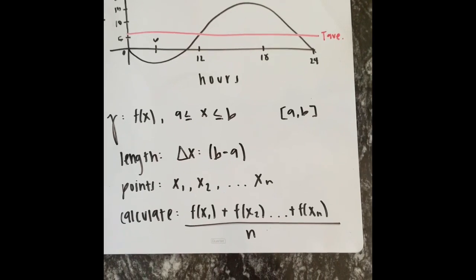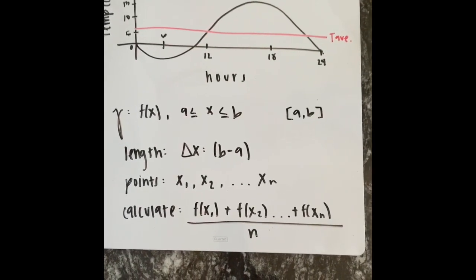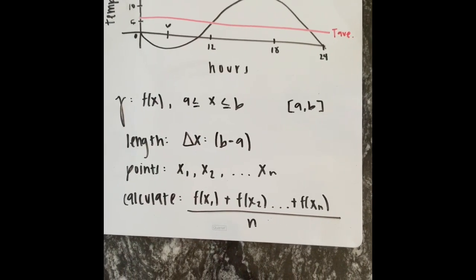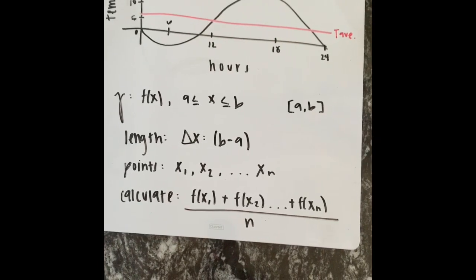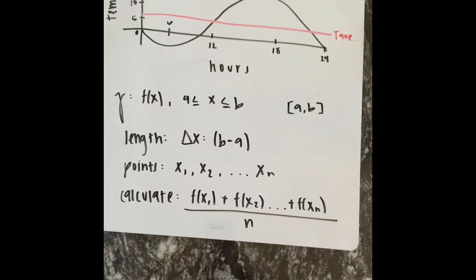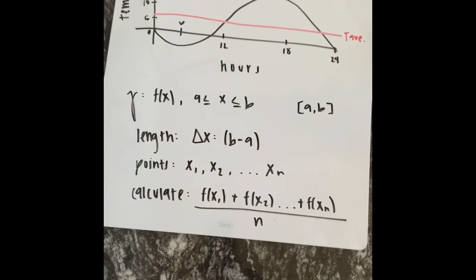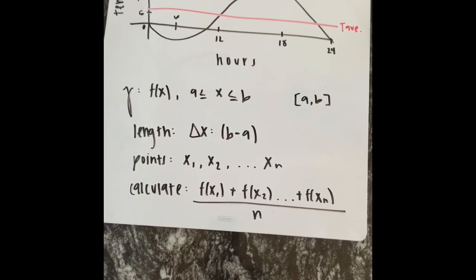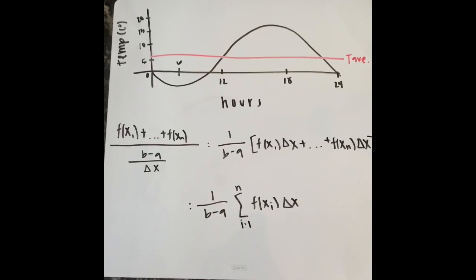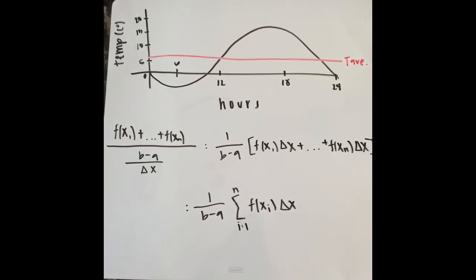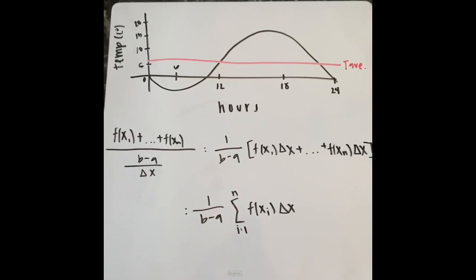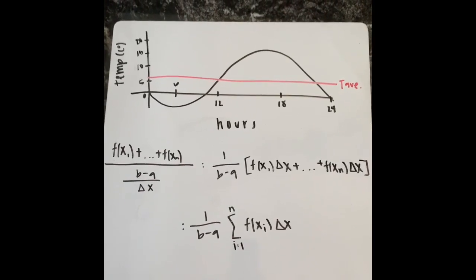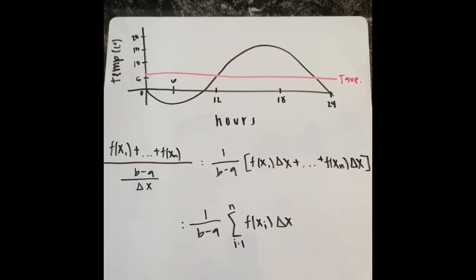Next, we're going to choose points x1, x2 to x of n in successive subintervals, and then we're going to calculate the average value by plugging them into the formula. So you'll plug your point x1 into the function f, and so on and so forth. Since the change in x is equal to (b minus a) over n, we can rewrite n as (b minus a) over delta x and put it into our formula here. Above it, we have f of x1 plus f of x2 and so on and so forth until you get to f of x of n.